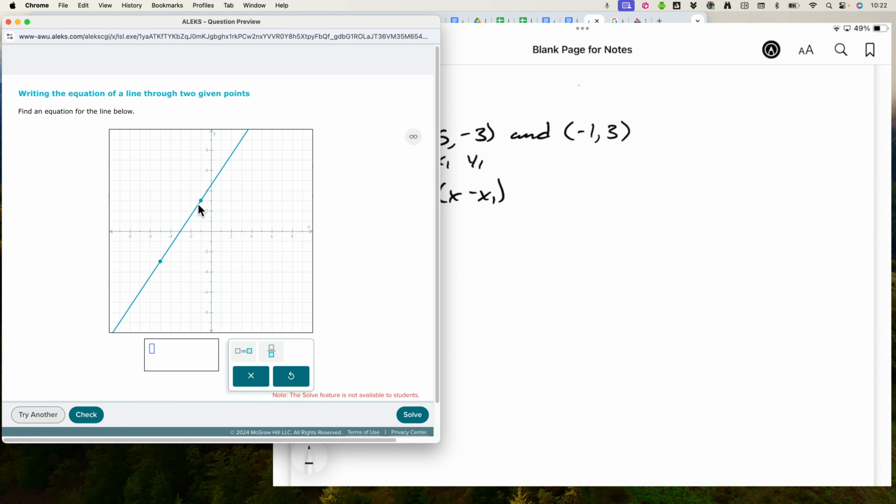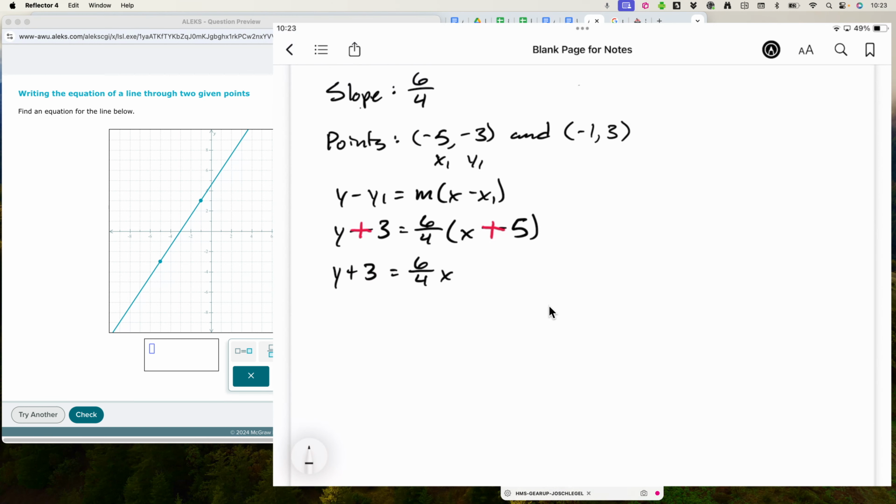So, y minus y1, which is negative 3, is equal to slope of 6 over 4 times x minus negative 5. Clean up the signs. Y plus 3 is equal to 6 over 4 x. Again, I could rewrite that as 3 over 2. Sorry, I didn't realize I was not showing my screen.